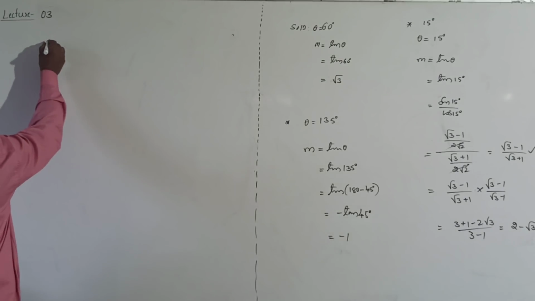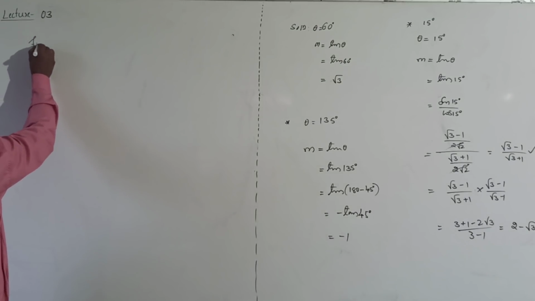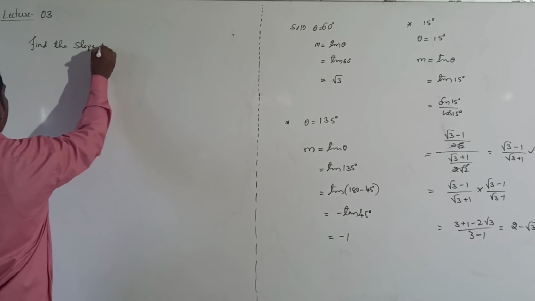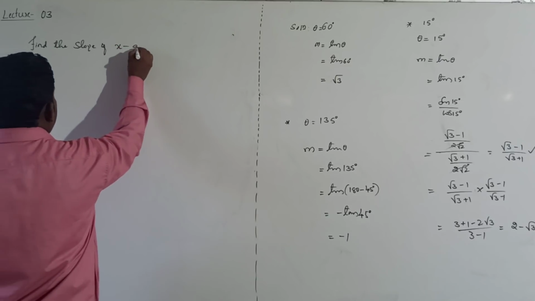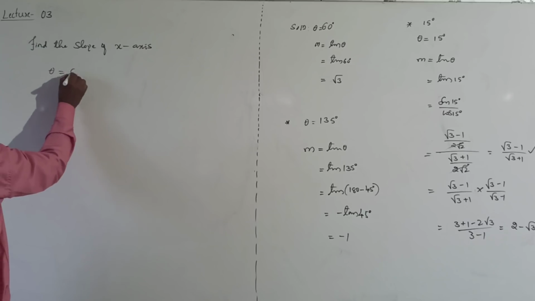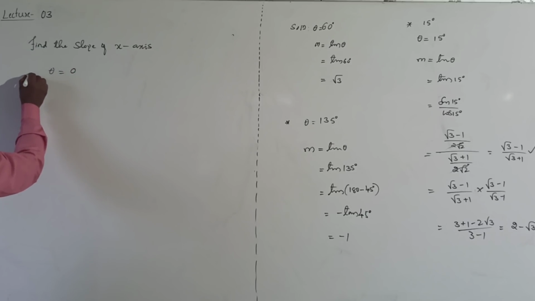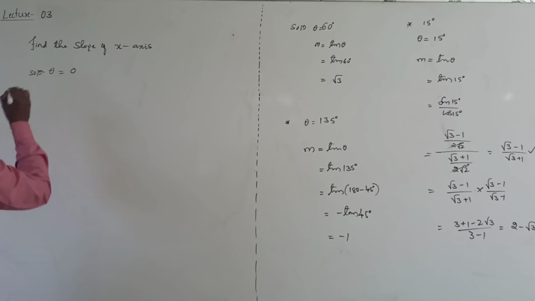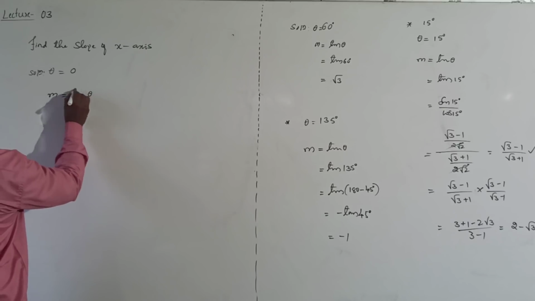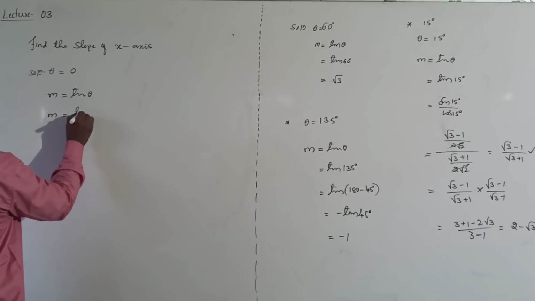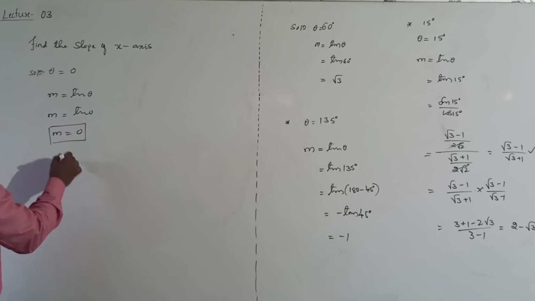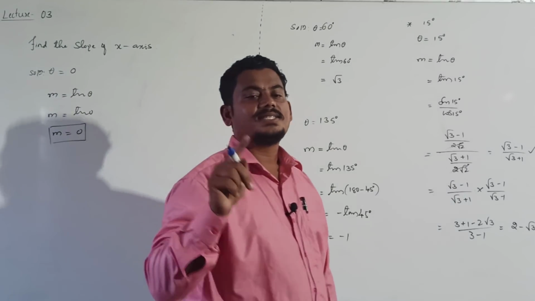Slope of x-axis: already you know the inclination of x-axis is 0. Then m is equal to tan theta. Then m is equal to tan 0. Then m is equal to 0. Why? Because tan 0 is 0. Slope of x-axis is 0.